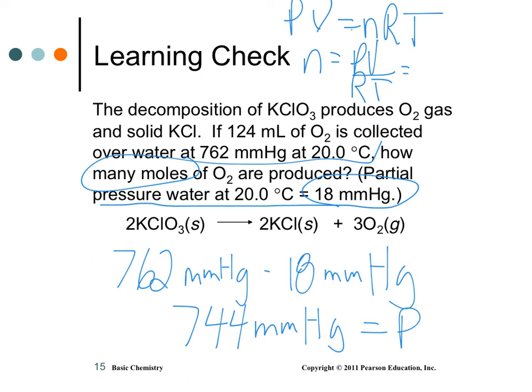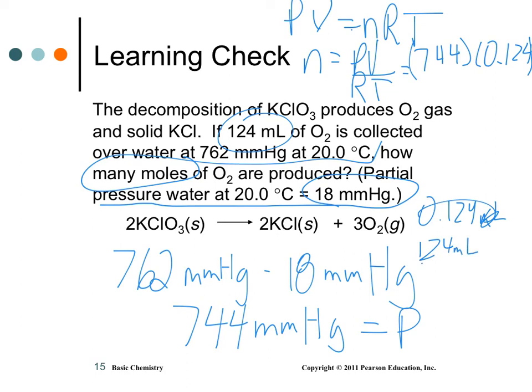My pressure... now, don't get mad, I'm not going to use units. I know I would always use units, but this iPad is not forgiving. 0.124 liters. How did I get that? Oh, okay. That was milliliters, and I had to convert that: 124 milliliters divided by 1,000 gives me 0.124 liters. Remember, I have to match my R value.